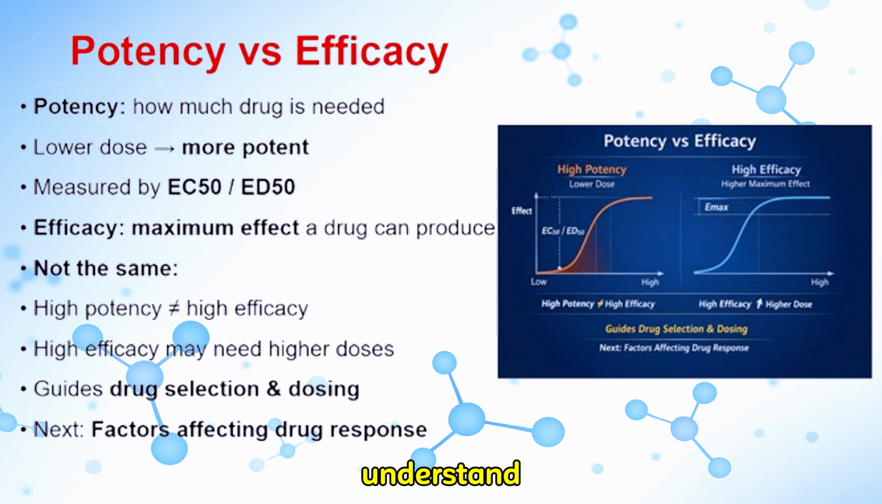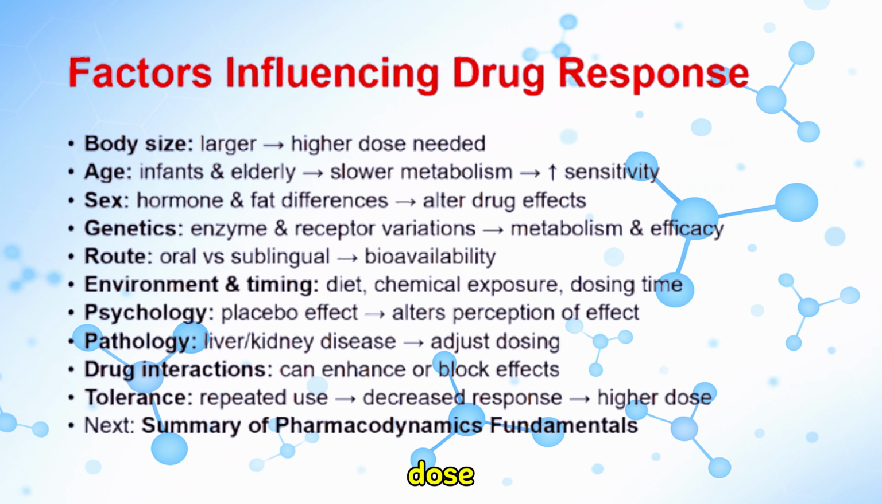Now that we understand potency and efficacy, it's important to realize that dose-response relationships can be influenced by many factors. These include things like patient age, genetics, disease state, and drug interactions. Let's explore these factors next to see how they affect drug response. Factors affecting dose-response relationships influence how drugs produce effects at different doses. Understanding these is critical for accurate dosing and predicting drug responses.